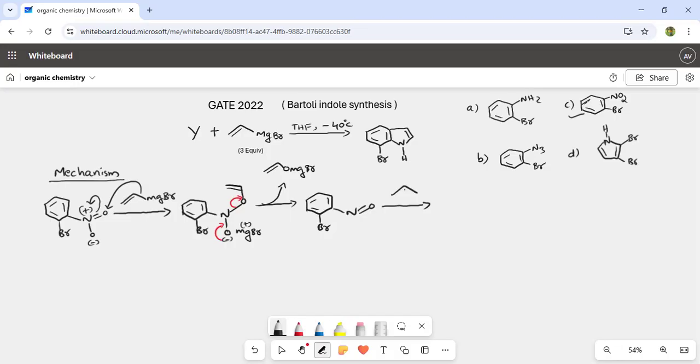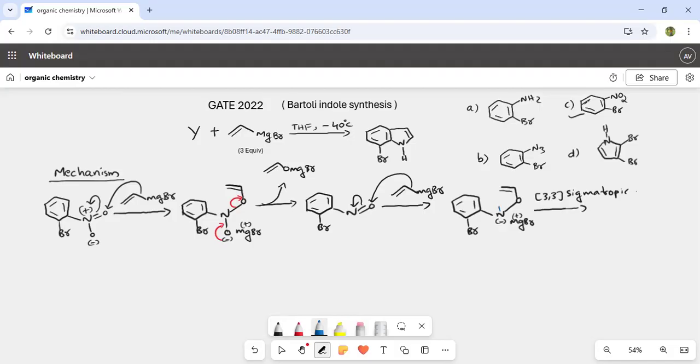In the next step, since they have given three equivalents of Grignard's reagent, we can write the second equivalent of Grignard's reagent, vinyl magnesium bromide. Again, the nucleophilic attack takes place. So nitrogen now has a negative charge, MgBr is bonded to it, and oxygen is now bonded to the vinyl group. Next step is 3,3 sigmatropic rearrangement. We can show the 3,3 sigmatropic rearrangement like this.